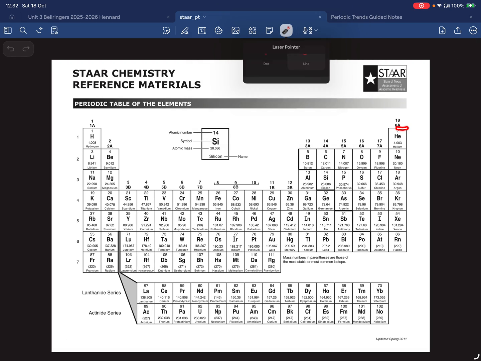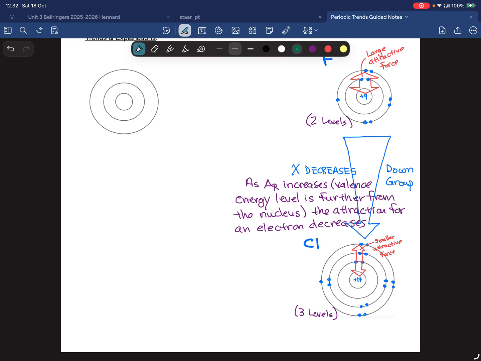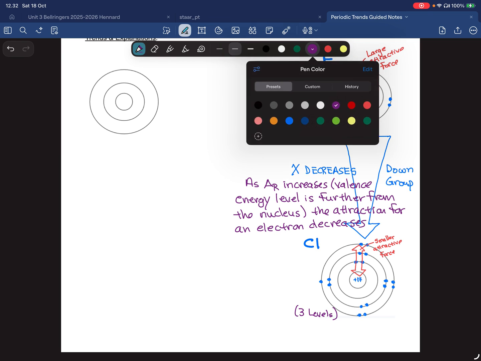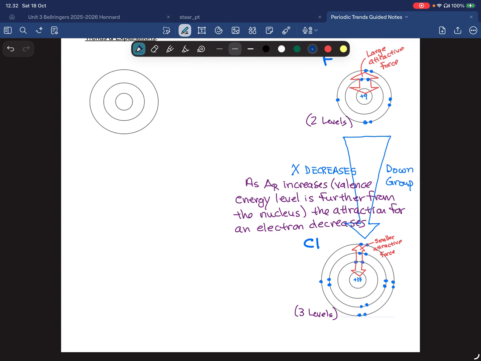The noble gases are unreactive. They do not attract electrons at all. They already have a full valence shell. So noble gases do not have electronegativity values. All right, so let's put this down here somewhere and use a different color for it, so perhaps dark blue.